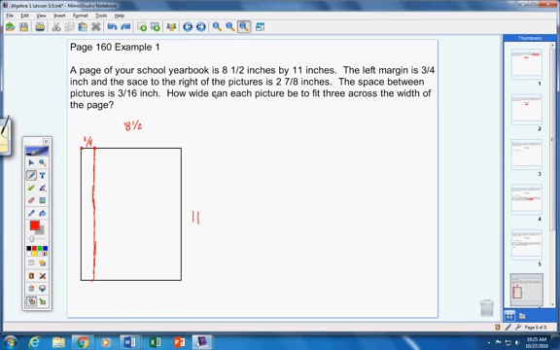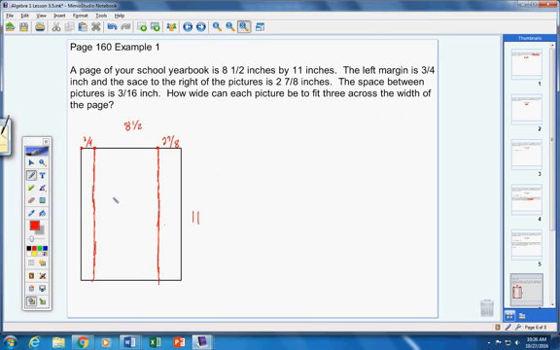This is just space over here. To the right of the pictures, that means all the way over here on the right is 2 7/8. So we have a little longer border or margin here. It's 2 7/8, okay? So all of this is space over here, alright? There we go. Now, the space between each picture is 3/16 of an inch. How wide can each picture be if we're going to fit 3 across here?